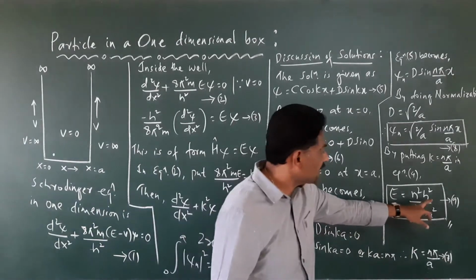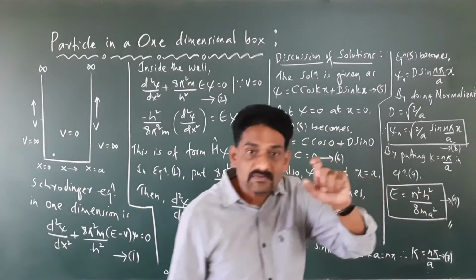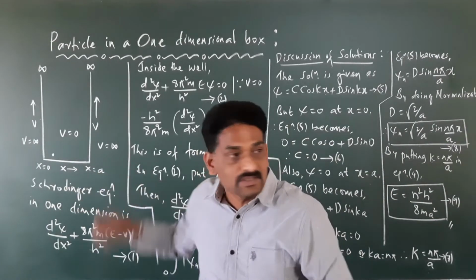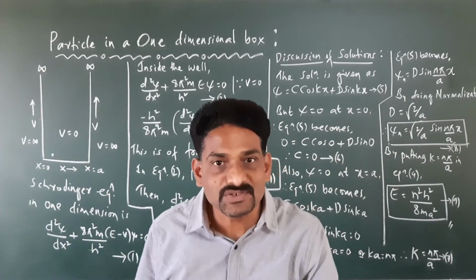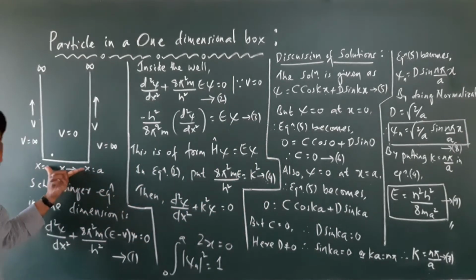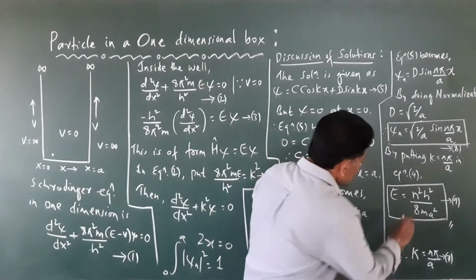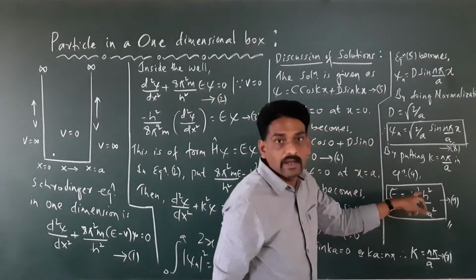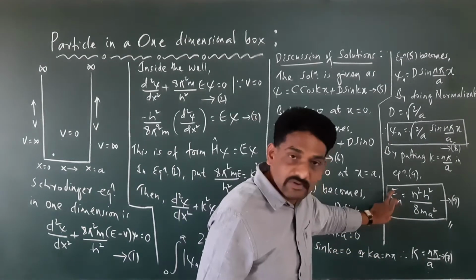Where h is the Planck's constant, m is the mass of the particle which is moving in the box, and a is the width of the box. So we can call this in general E n equals n square h square divided by 8 m a square. So what does this equation give you?